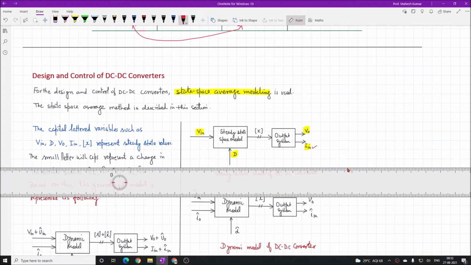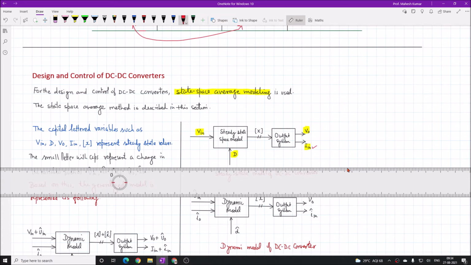So I in is not the input actually, I in is the consequence of the phenomena. So I in comes under the output variable, not the input variable, and it reflects the power flow at the output stage, V0 into I0. So obviously V0 into I0 will be V in into I in. This is called steady state space model.